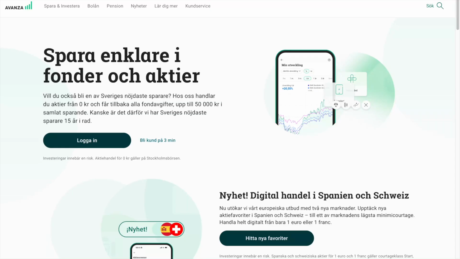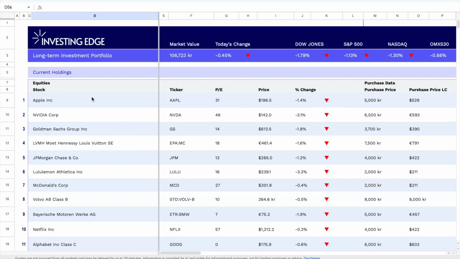I personally use this Swedish bank called Avanza. I think they are great, but they are missing a few important key insights in the overall portfolio overview, which I've had to add manually to my own stock tracker. Okay, so let's start off by going from the left all the way up to the right.